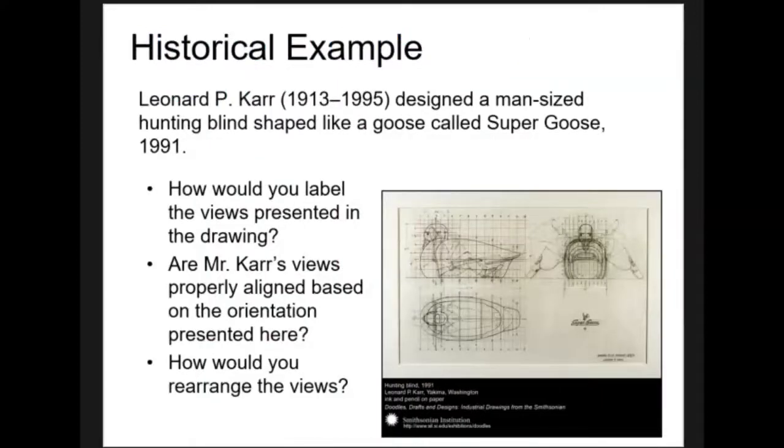Here's a historical example by Leonard P. Carr. This is a design. He designed a man-sized hunting blind shaped like a goose called the Super Goose in 1991. You can see, I don't know if you can tell, there was a man that would sit inside a goose. So how would you label the views represented in the drawing?